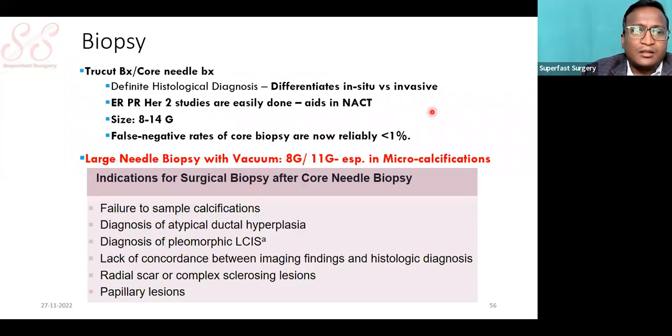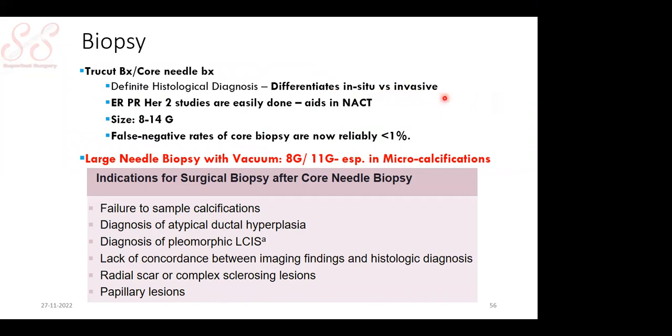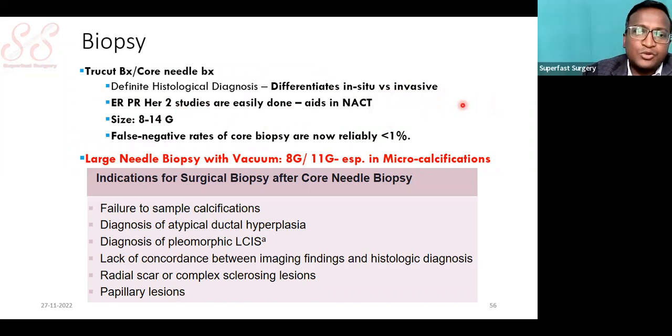So the core needle biopsy or true cut biopsy establishes the definite histological diagnosis and helps us to differentiate in situ versus invasive, and it will also help us to know the hormonal receptors, IHC markers, ER, PR, HER2/neu, which will help to guide the neoadjuvant chemotherapy. The entire systemic therapy will be discussed in the systemic chapter. So a needle size of 8 to 14 gauge is used. The false negativity rate is very low, that is less than 1%.